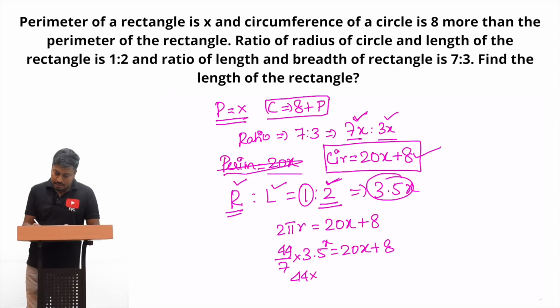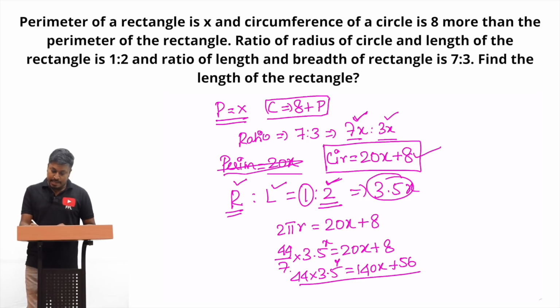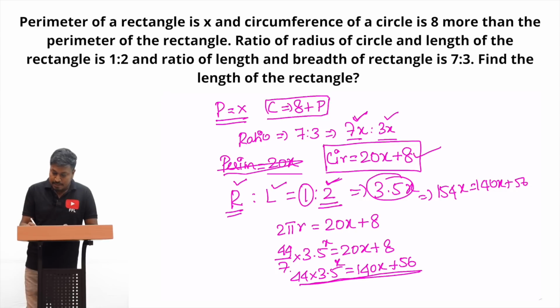So 44 into 3.5 is 154, so the left side gives 22x, and we subtract. 22x is equal to 20x plus 8. So this will be 2x is equal to 8. So x is equal to 4.